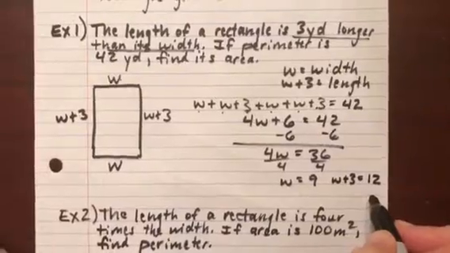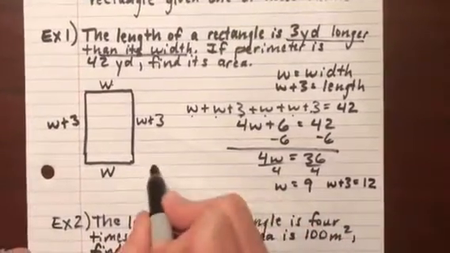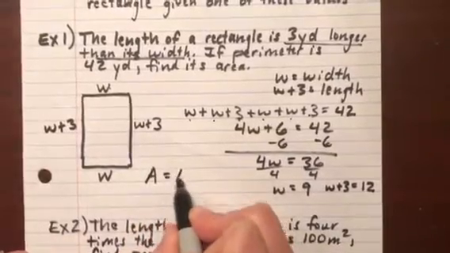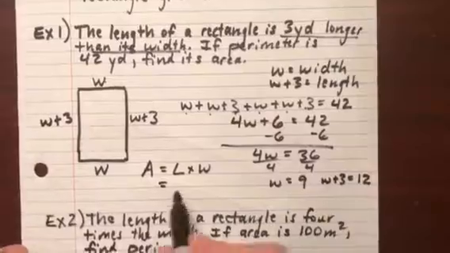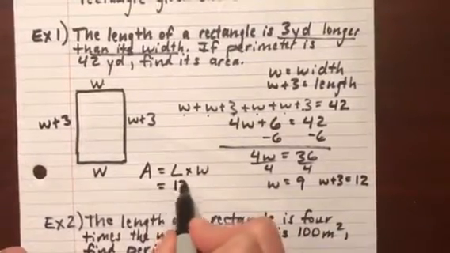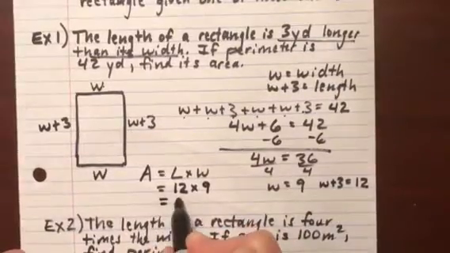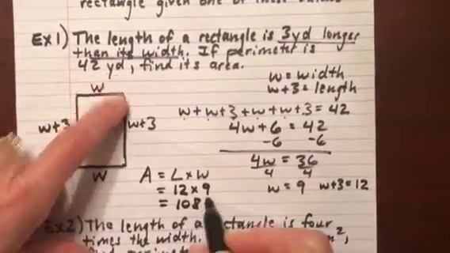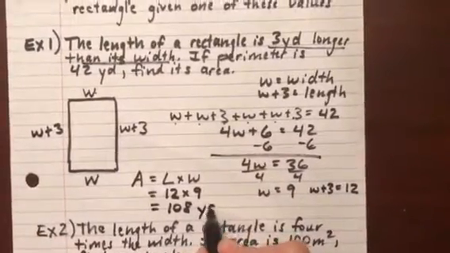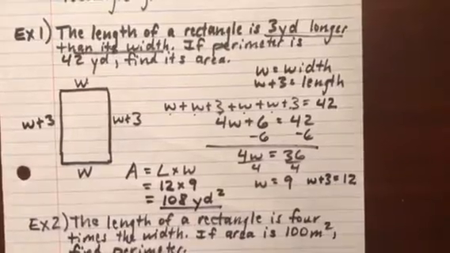So now we know that the width is 9, the length is 12, and now we're supposed to find area. Okay, that's just length times width. And so we take our length, 12, times our width of 9, and 12 times 9 would be 108. And the units on these were yards, and so area would be yards squared. So that's our first answer.